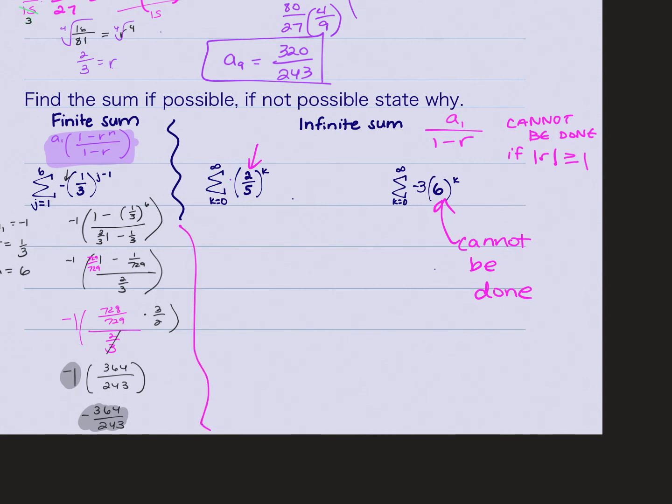This, the a1 is 1, so this would be 1 over 1 minus 2/5. 5/5 minus 2/5 is 1 over 3/5. Keep, change, flip. And it's 5/3. This cannot be done on your graphing utility. You can't type in an infinity. So just keep that in mind, or scientific.